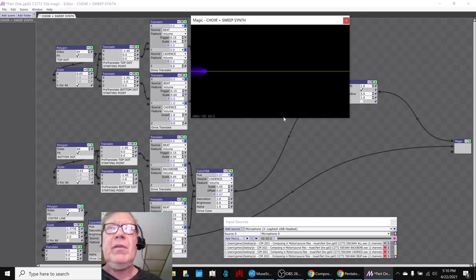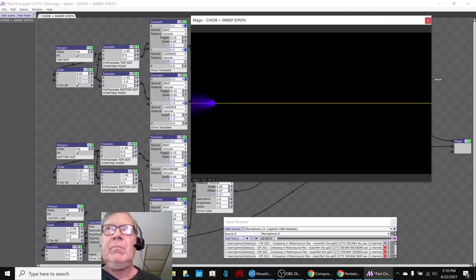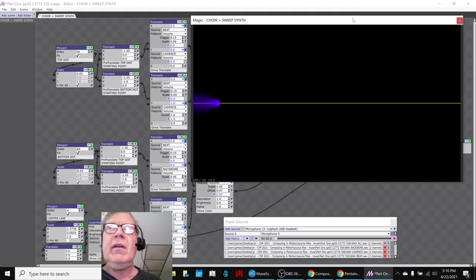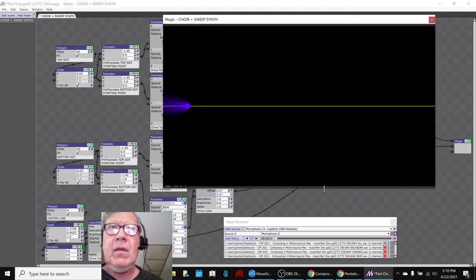This is the entire piece that we're calling, what are we calling this? Part one of the four scales, the sweep and choir synth. So here we go.